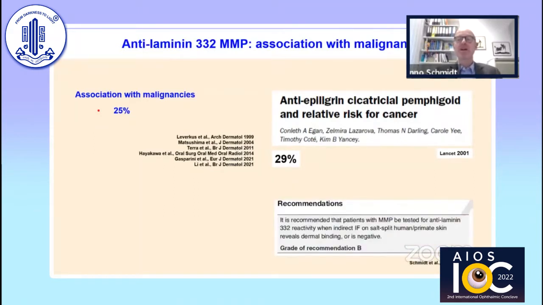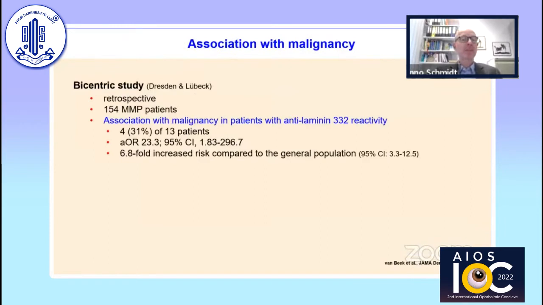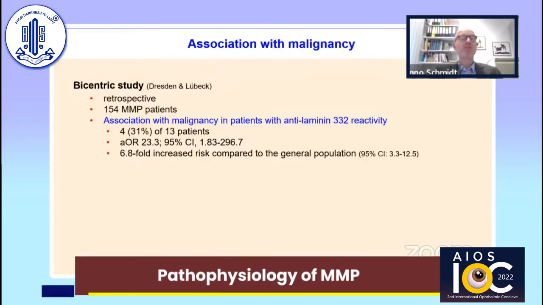As such, the S3 guidelines also recommend that every patient with mucous membrane pemphigoid is assayed for autoantibodies against laminin 332. This is also supported by a very recent bicentric study, including more than 150 patients. Here also a very clear association with malignancy was found, and this risk was estimated to be 5.8-fold higher in patients with anti-laminin 332 mucous membrane pemphigoid compared to the general population.